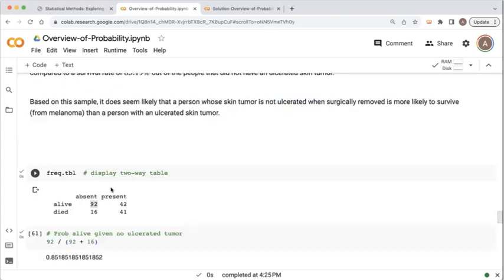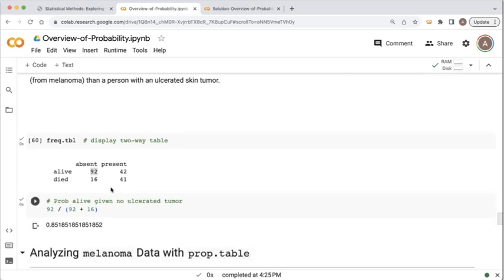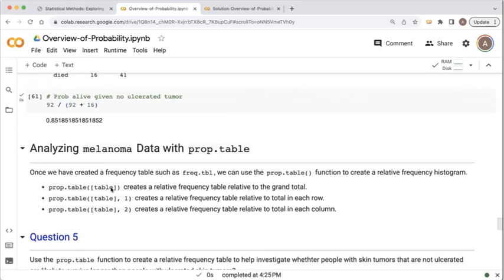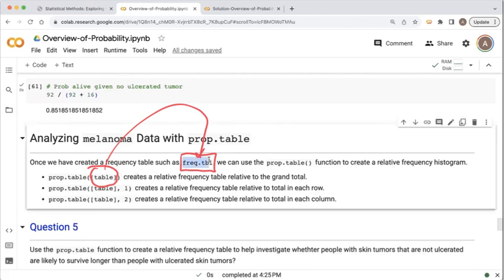Okay, so while we are on this topic, it's a good occasion to bring in proportion tables that we've seen earlier. So I could have performed that analysis above using a prop table. The input into a prop table, recall, is a table itself. So you would first need to create a frequency table, such as the one that we did above, this two-way table that we've saved and stored in freq table.